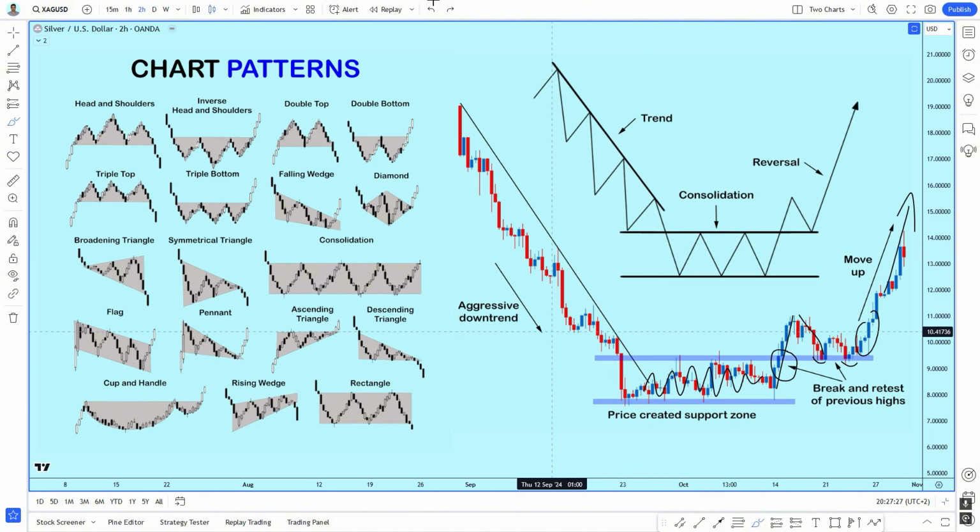Of course, this knowledge can be applied in an uptrend too, where price goes up, then we can see consolidation, then we can see break and retest, and then finally a reversal. So if traded right, this pattern can be useful.